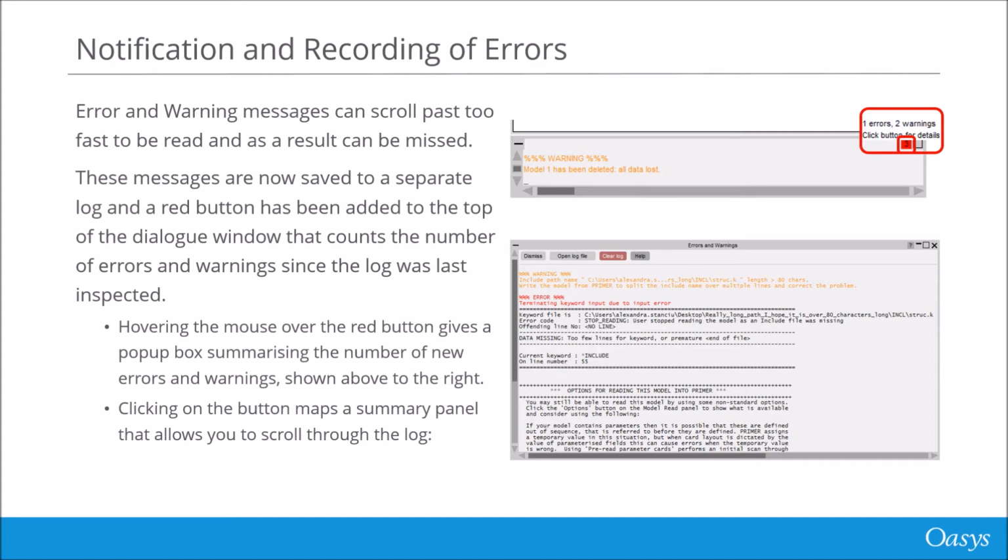So now these error and warning messages are saved into a separate log, and there's a new red button at the top of this dialog window that counts the number of errors and warnings since the log was last inspected. You can see here in this example on the screen, we've got a number 3 and a little red button there. So you can then hover your mouse over that button and it'll give you some more details on those messages that are in there. And if you click on that button, you'll get a separate window that opens up where you can scan through those new error and warning messages that are printed in there.